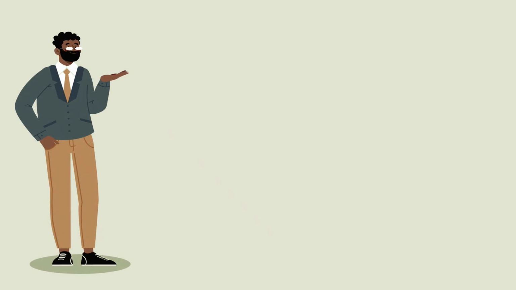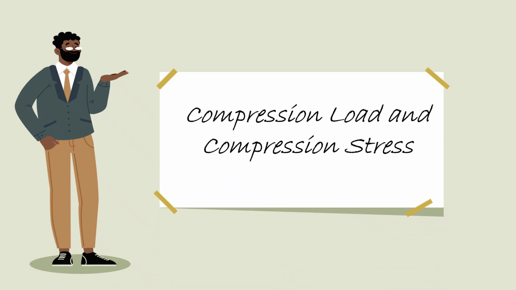In the previous video, we learned about what shear load is and what shear stress is. In this video, we will cover two basic topics in the strength of materials: compression stress, which occurs due to a compression load, and another important topic, strain, which occurs due to the permanent elongation of the material. Let's dive into the topic to understand these topics.